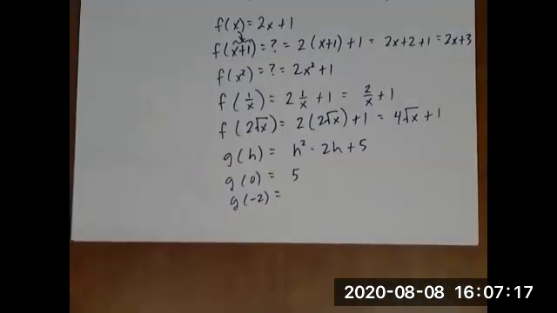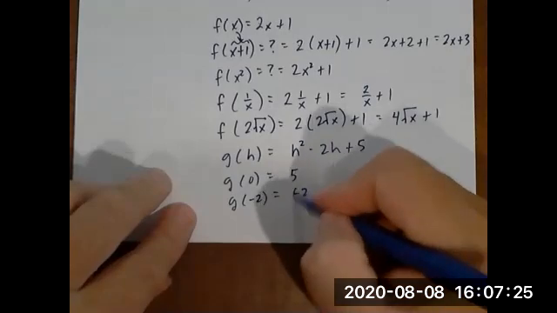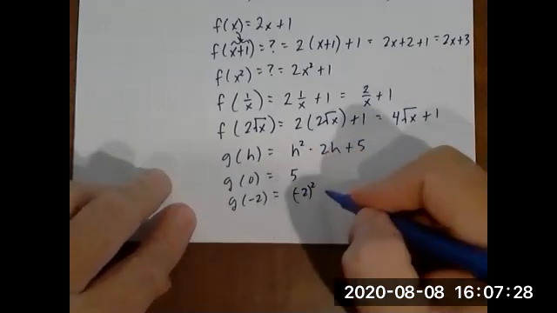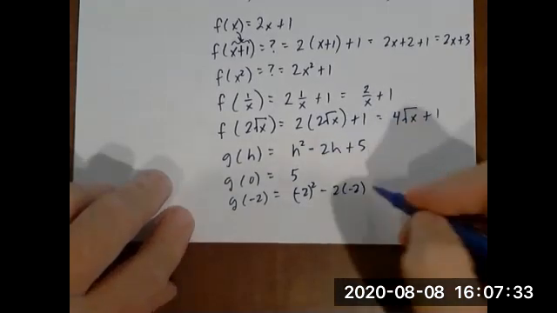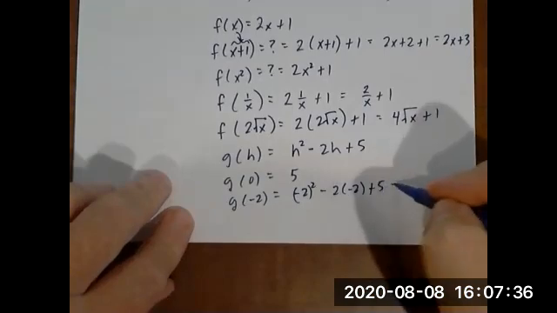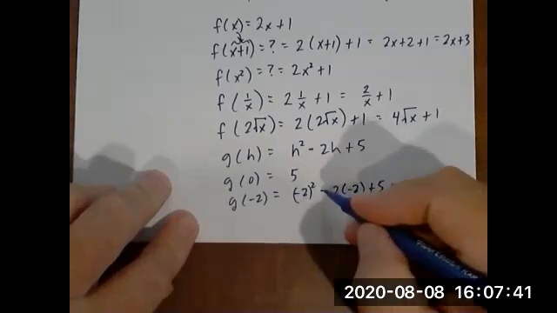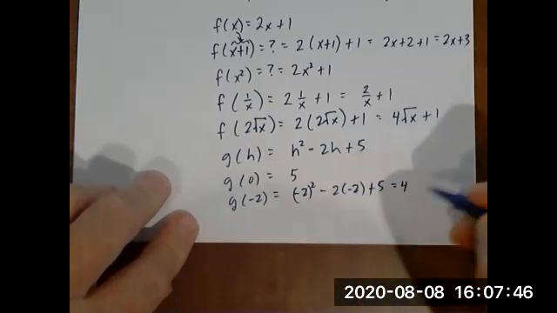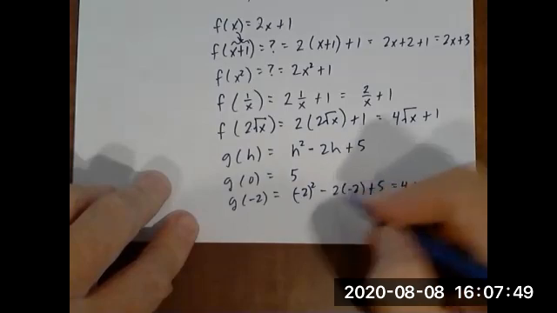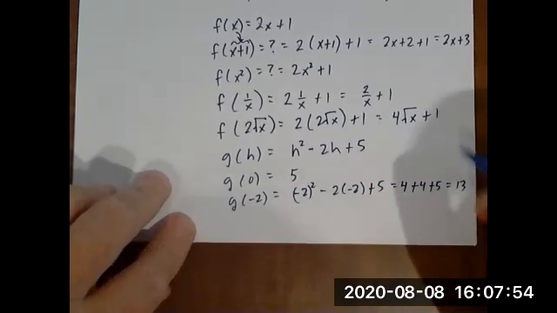How about g of minus 2? All right, every place I have an h in my g function, I plug in minus 2. I better write this one out. So minus 2 squared, minus 2 times minus 2 plus 5. Gotta be careful with our minuses here. Negative 2 squared is just 4. Now negative 2 times negative 2 is negative 4, but I'm subtracting the negative 4. So when it's all said and done, that's plus 4 plus 5, looks like 13.